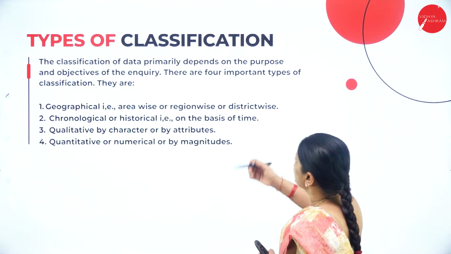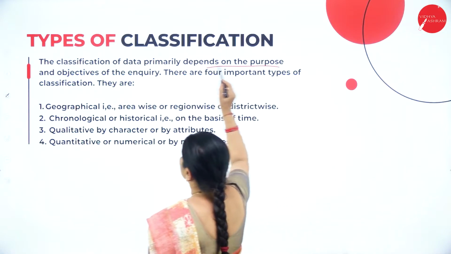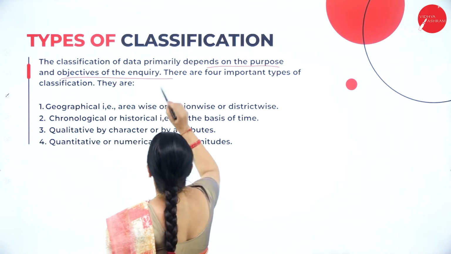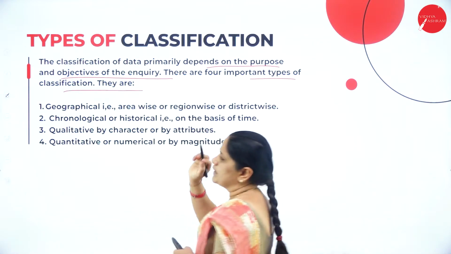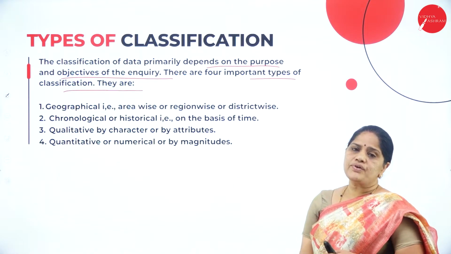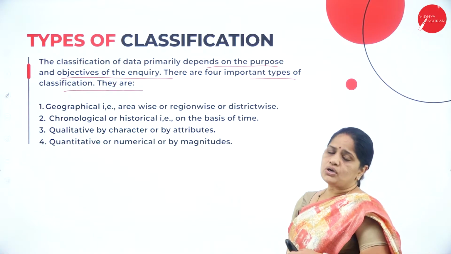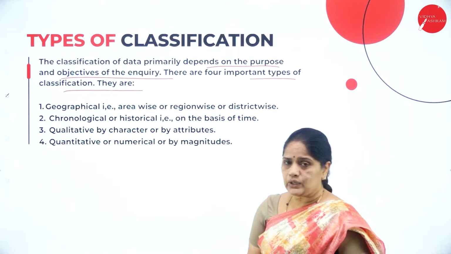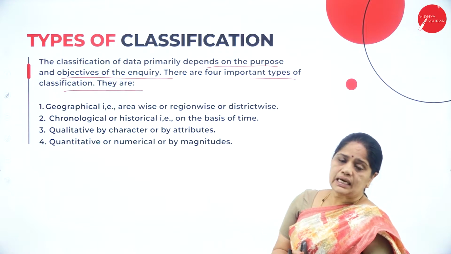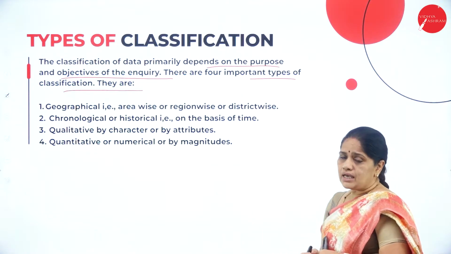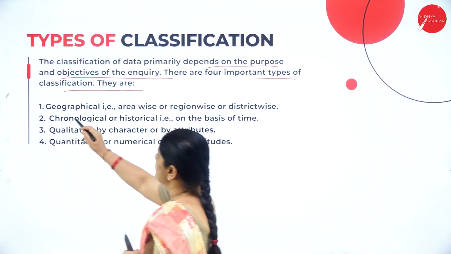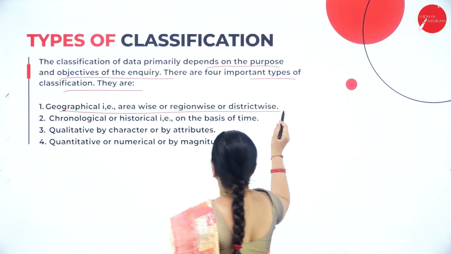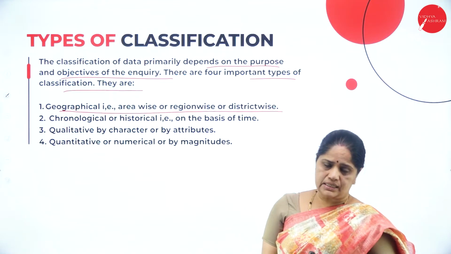Now, the classification of data primarily depends on the purpose and objectives of the inquiry. There are 4 important types of classification. So, how do you classify the data? It all depends on what the objectives of the inquiry are. This classification of data is divided into 4 groups. The first one is geographical, that is area-wise, region-wise or district-wise.